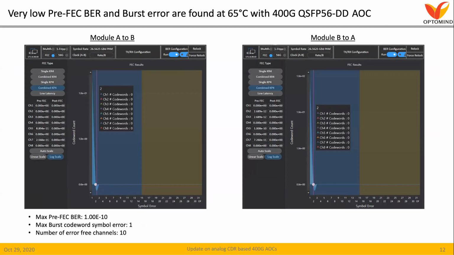We measured pre-FEC BR and burst error codes for 400G QSFP-DD AOC at 65 degrees C, the case temperature. The maximum pre-FEC BR was 10 to the minus 10th. We got an error-free condition for more than half of the channels. The maximum burst error code was just 1 at 65 degrees C.